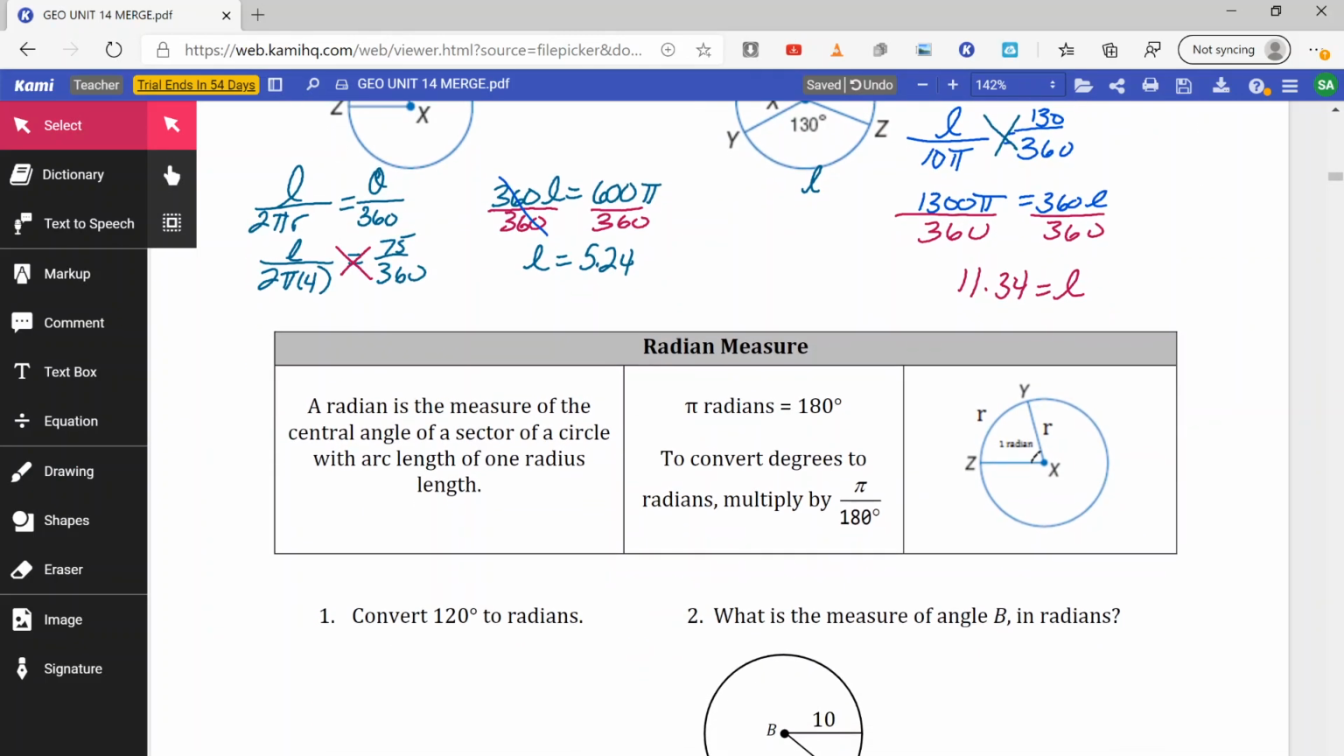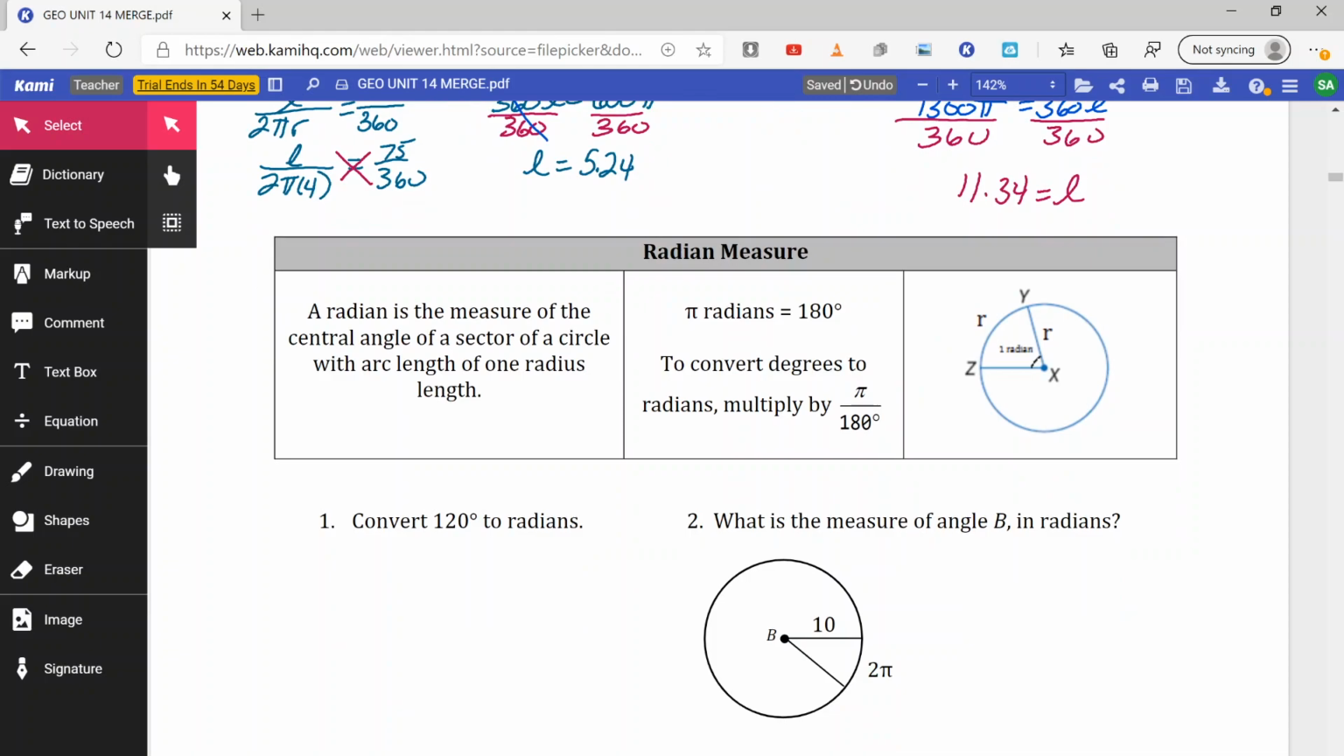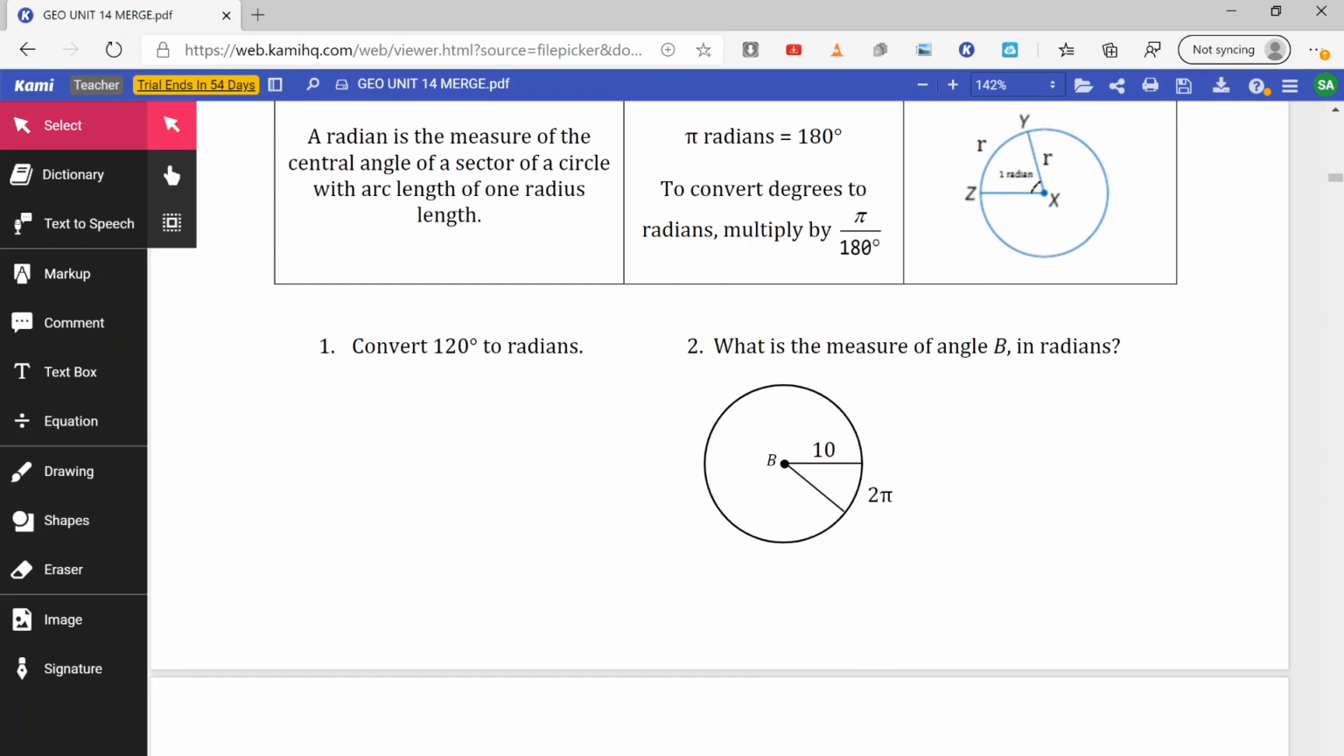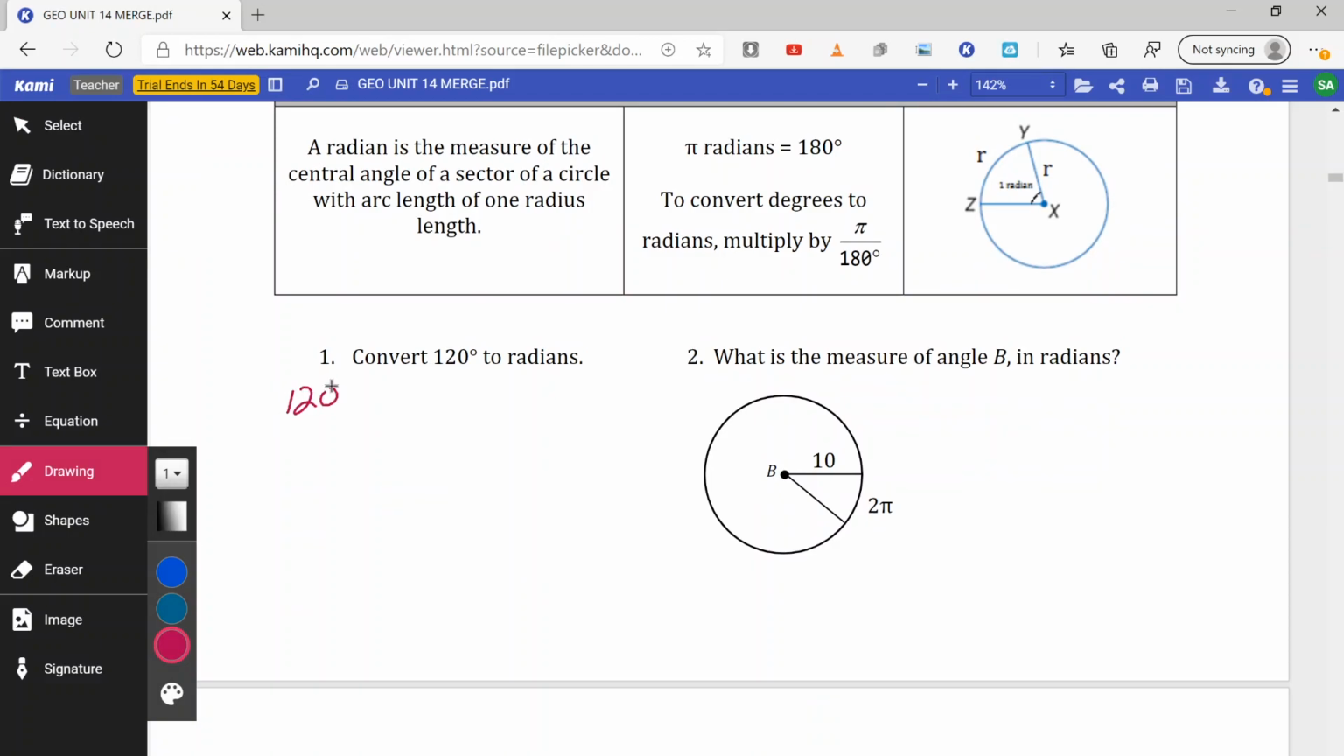Now notice we've been using the number pi here. Whenever we use pi in circles, we call it a radian measure. Pi radians is really equal to 180 degrees, and in order to convert degrees to radians, we simply multiply by pi over 180. So if I wanted to convert 120 degrees to radians, I would take my degree measure, 120, and multiply times pi over 180. So we multiply straight across and we end up with 120 pi over 180.